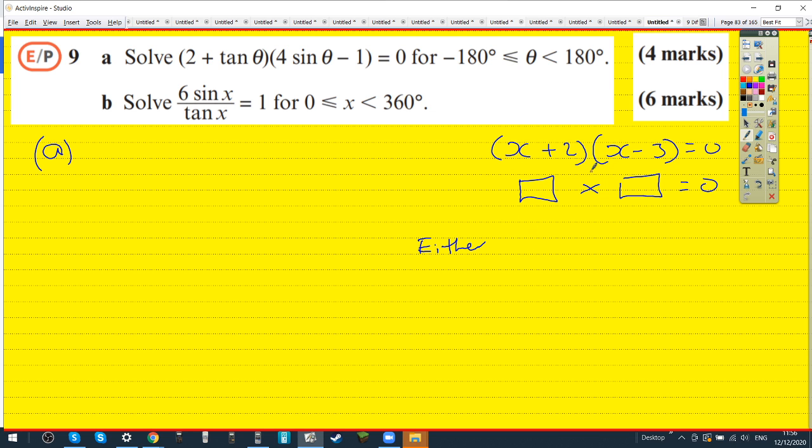So what that shows us is either the first one is 0, or the second one is 0. And then you'd solve them separately. So for that one, x equals minus 2. For this one, x equals 3. Okay. Apply that to this up here.